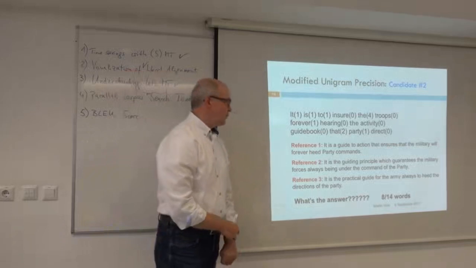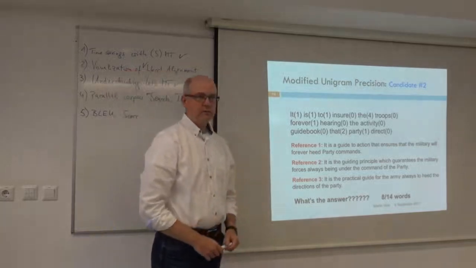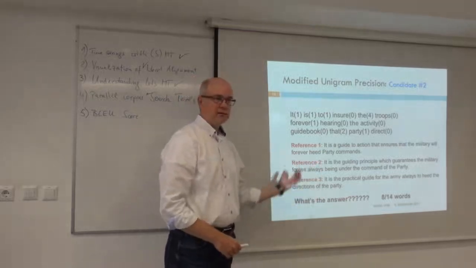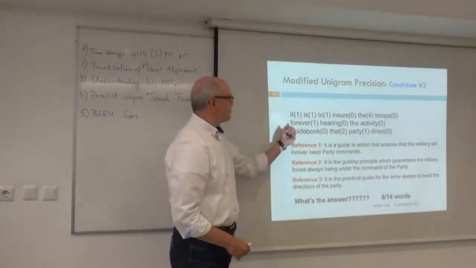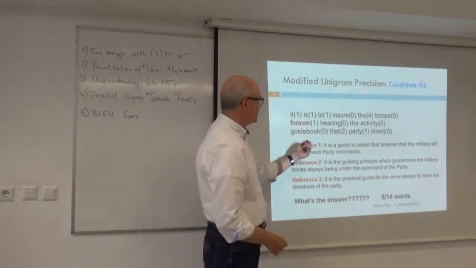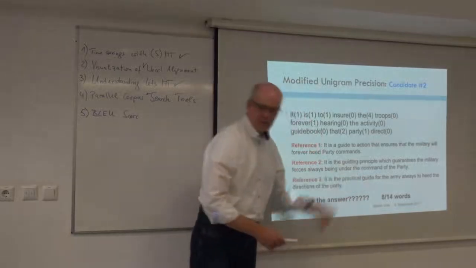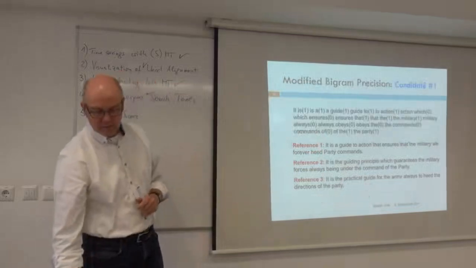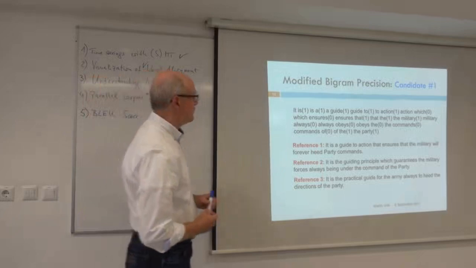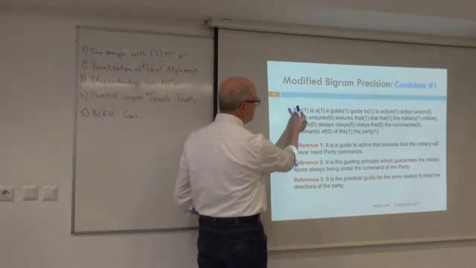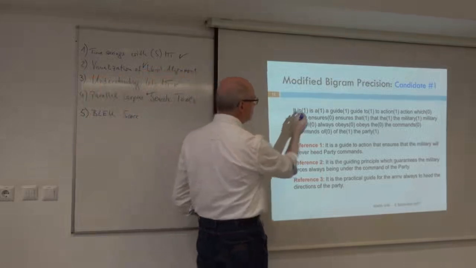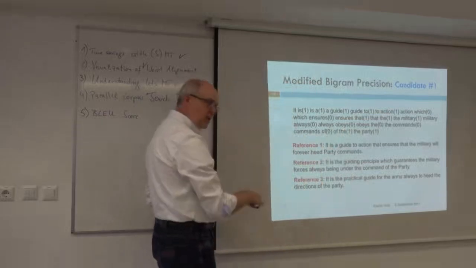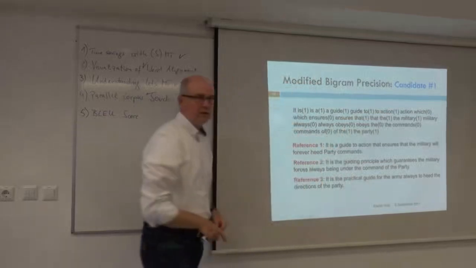Now, you could argue, well, how about word order? They can occur in any random order in the reference translations, or the machine translation can be in any random order, and then it would still lead to 8 out of 14. Well, that's why we're looking at word sequences now. So the Bleu score includes also bigram precision. And now we're looking at all word sequences of length 2. It is a guide to action, and check how often do they occur in any of the reference translations.